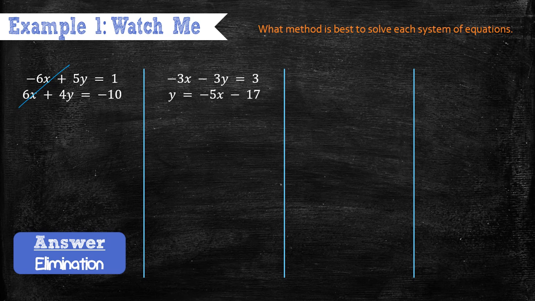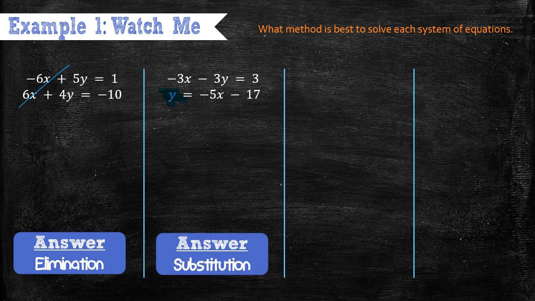Second example, here I have negative 3x minus 3y equals 3, and then I have y equals negative 5x minus 17. In this case, since y is already set equal to the rest, this is a great time to use substitution because that variable has already been isolated for me.